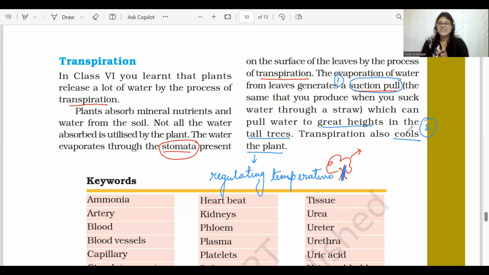So with this, we have come to the end of this chapter. I hope you all have enjoyed learning this chapter along with me and have understood it as well.